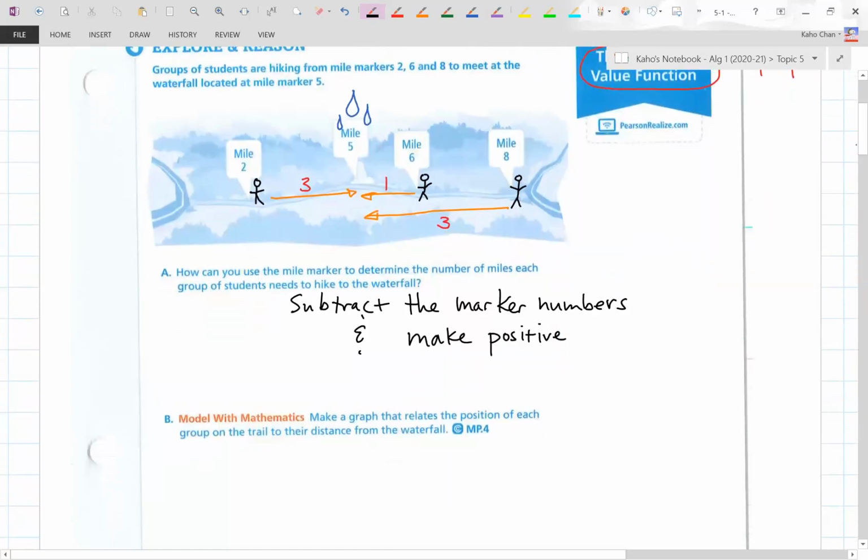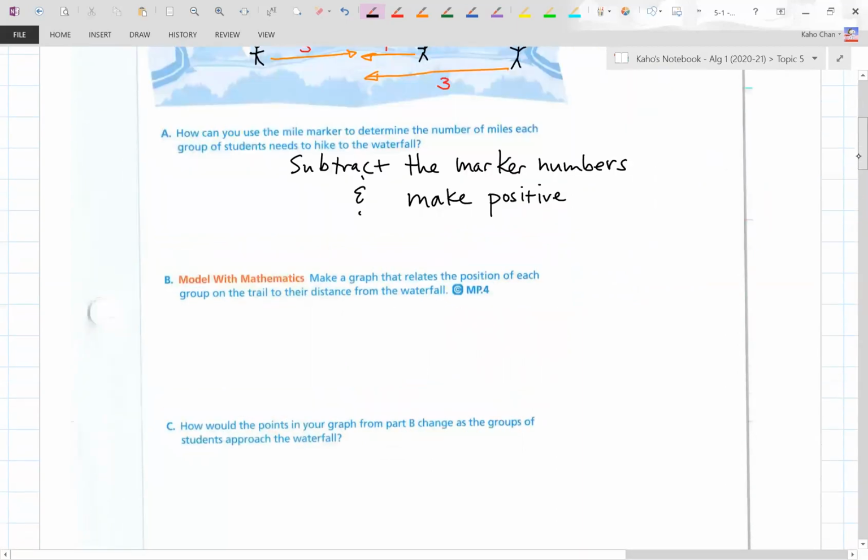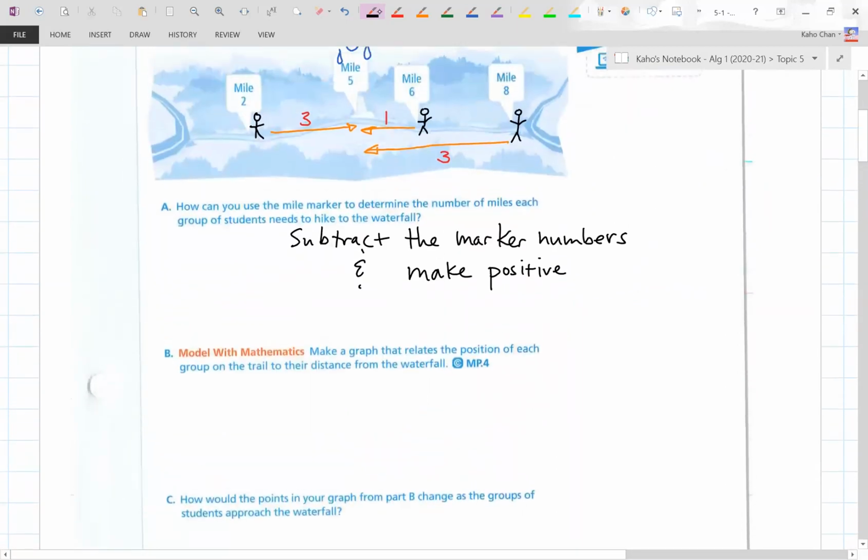Second question. Make a graph that relates the position of each group on the trail to their distance from the waterfall. Okay, let's do that. Let's draw, since everything's positive, we're going to make it relative to the first quadrant. And we are referring to the students relative to the waterfall.